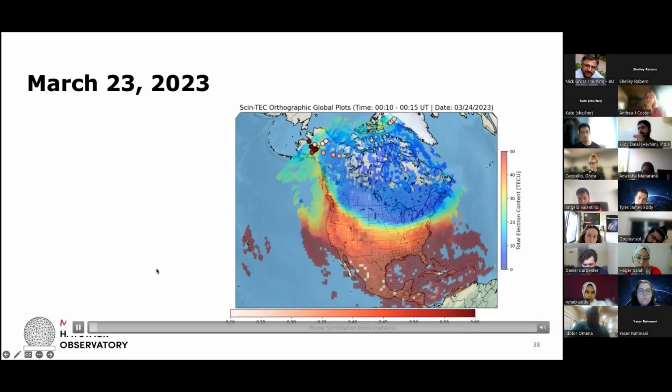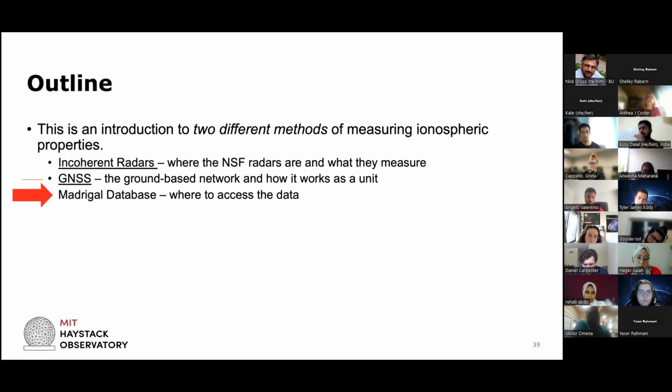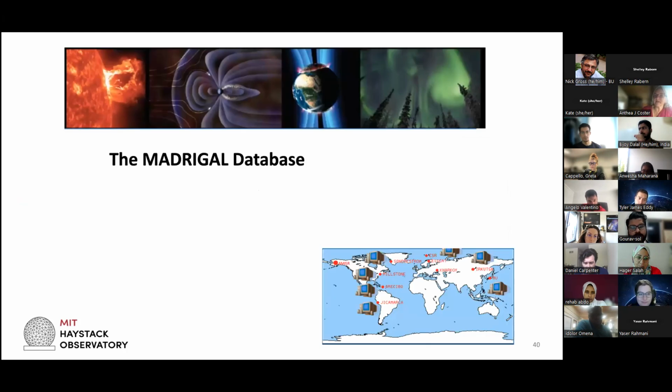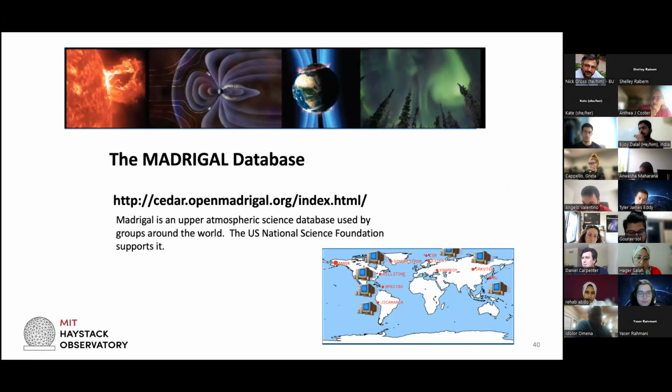So now we're going to talk about how do I access data and where is it? It's in the Madrigal database, that's where you go to get it. It's the Upper Atmospheric Science Database used by groups around the world, but it's supported by the National Science Foundation. We run it at Haystack, but I just want to say this is an NSF-sponsored database for all of CEDAR. And all of the incoherent scatter data that exists is in there.